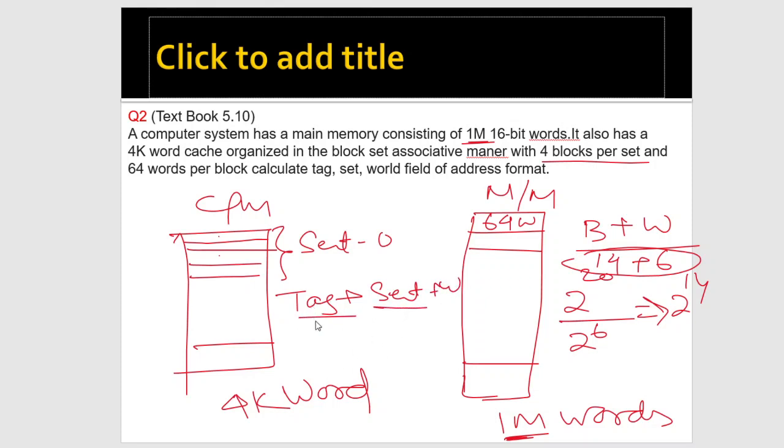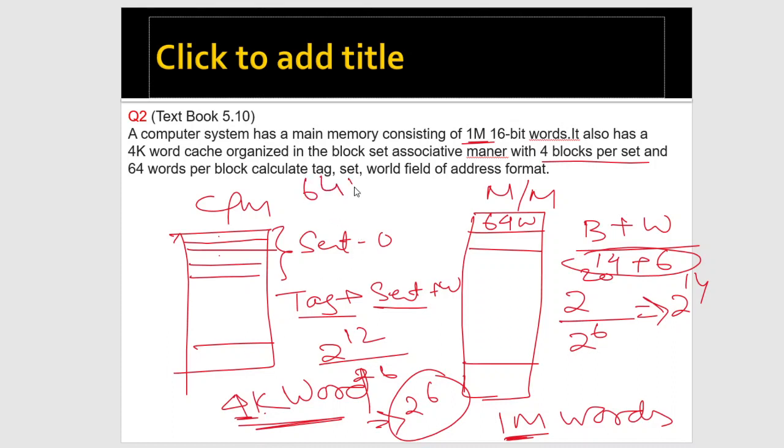What is the number of blocks? 4K by 64. 4K is how much? 2 to the power 12 by 2 to the 6. So this is equal to 2 to the 6 blocks, which means 64 blocks in the cache memory. And 4 blocks per set means how many sets? 16 sets.